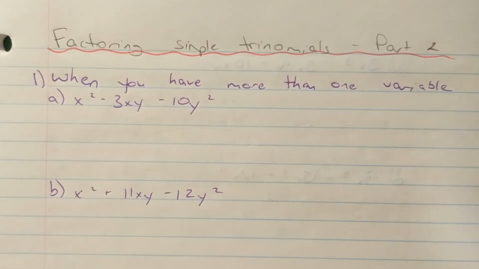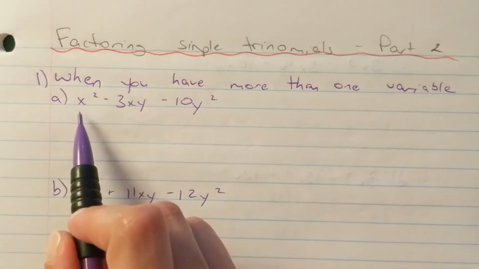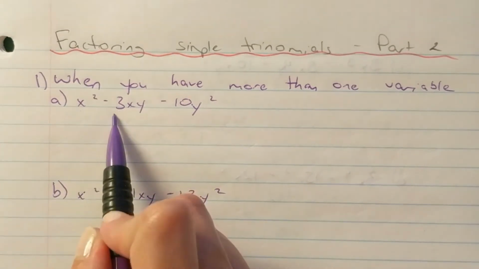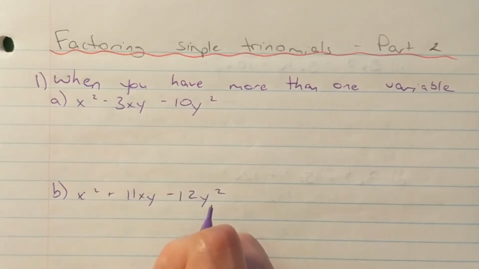Okay folks, in today's lesson we're going to be talking about factoring simple trinomials, except with some more complex problems. Once you're comfortable with straight up factoring, you can move on to this lesson. Let's look at our first question here, when you have more than one variable in the question. I need to factor x squared minus 3xy minus 10y squared.